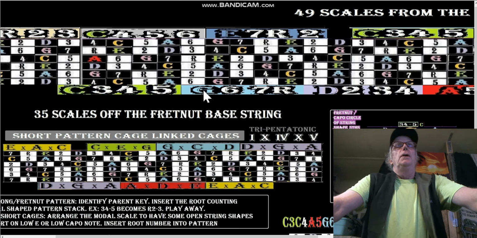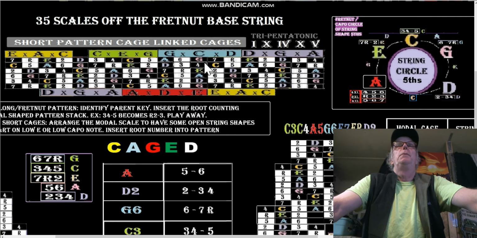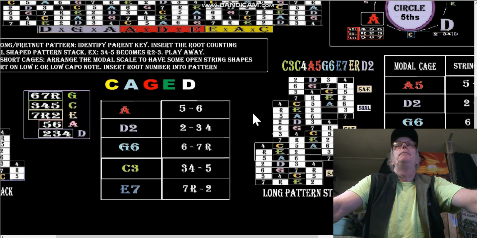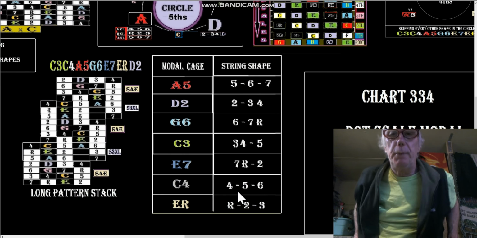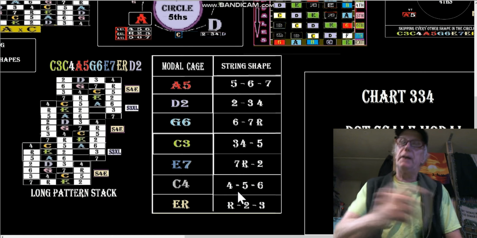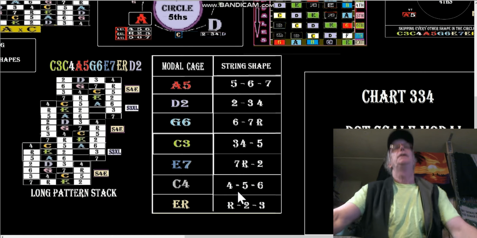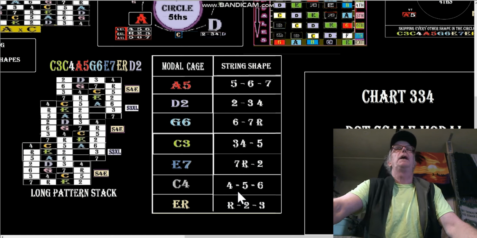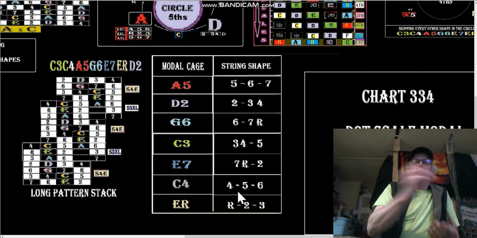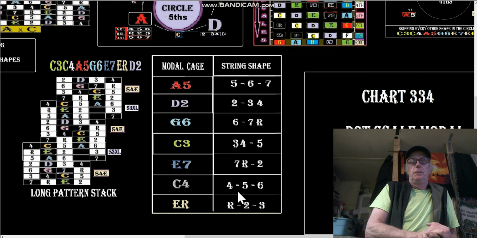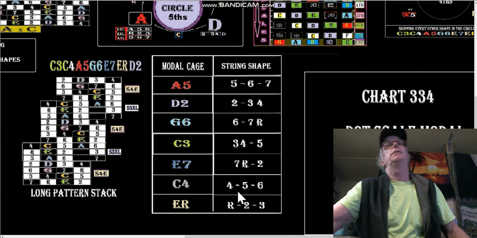Okay, so let's look at another one. Suppose we want to play, we're on the long patterns still, but we're going to employ the short patterns. Here they are, the short patterns to save the day for us. Okay, so we'll do one more long pattern first. Let's say someone says, we want to play in G mixolydian. I want to play in G mixolydian. Okay, we'll play in G mixolydian.